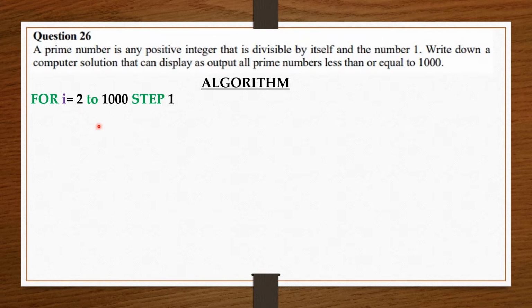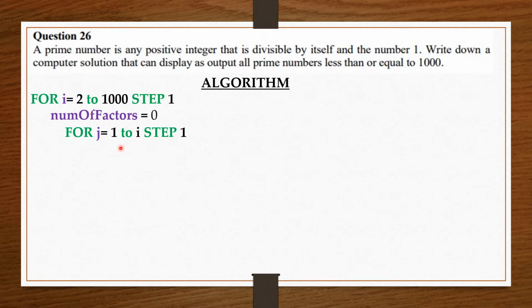Now we are going to create an empty variable called number of factors. This variable number of factors is going to count the number of factors of any of the numbers from 2 to 1000. Alright, now the position of this number of factors is very important. Now you're going to set another for loop that is going to run from 1 to I, and it's going to keep increasing by 1.